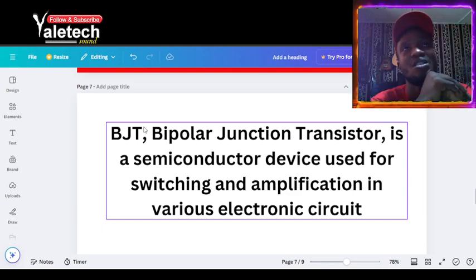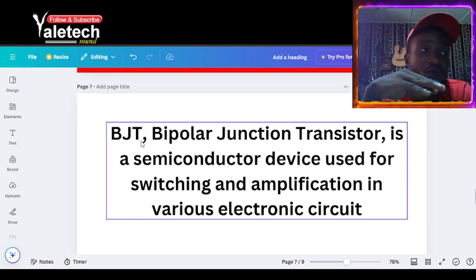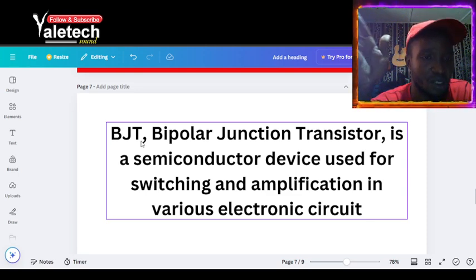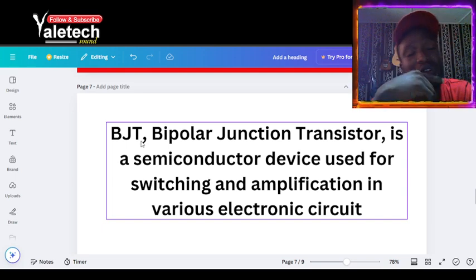So in some systems, you want it to be automatically self-controlled, so that once an action happens, it triggers. You understand? As if you are coding a bit, they use BJT there. So they are using switching and amplification of various electronic devices.